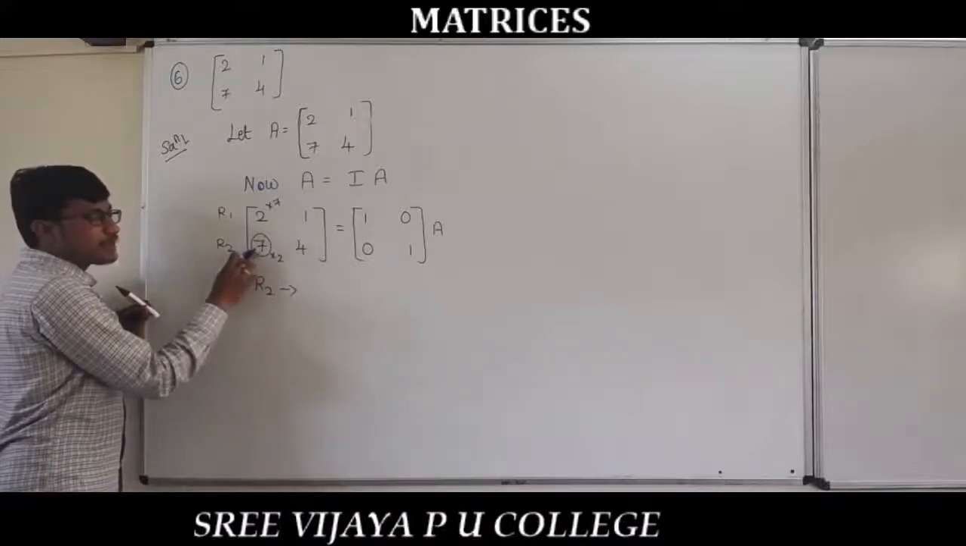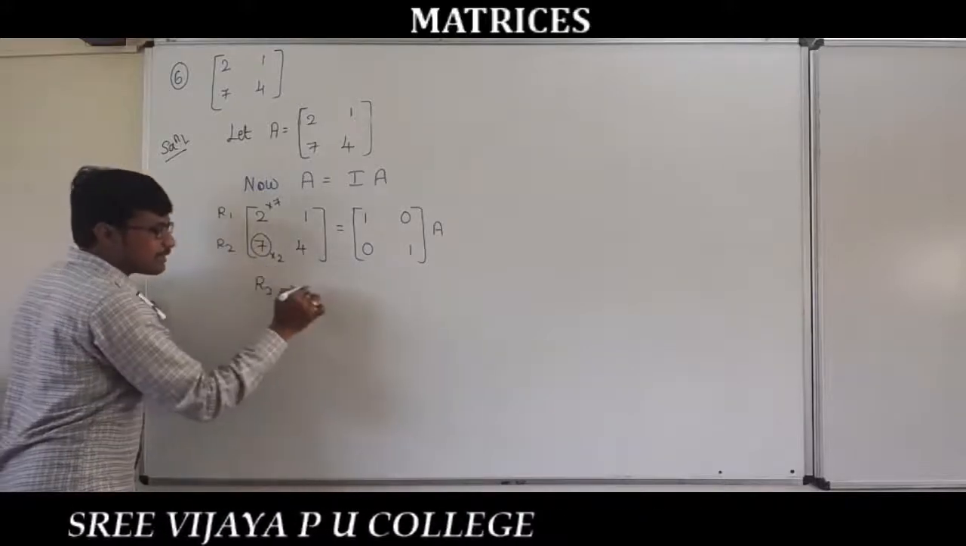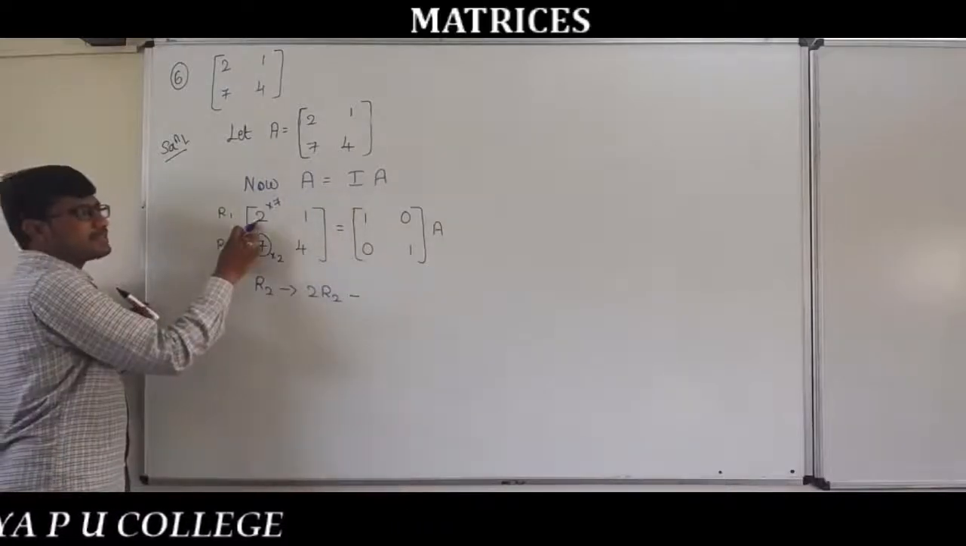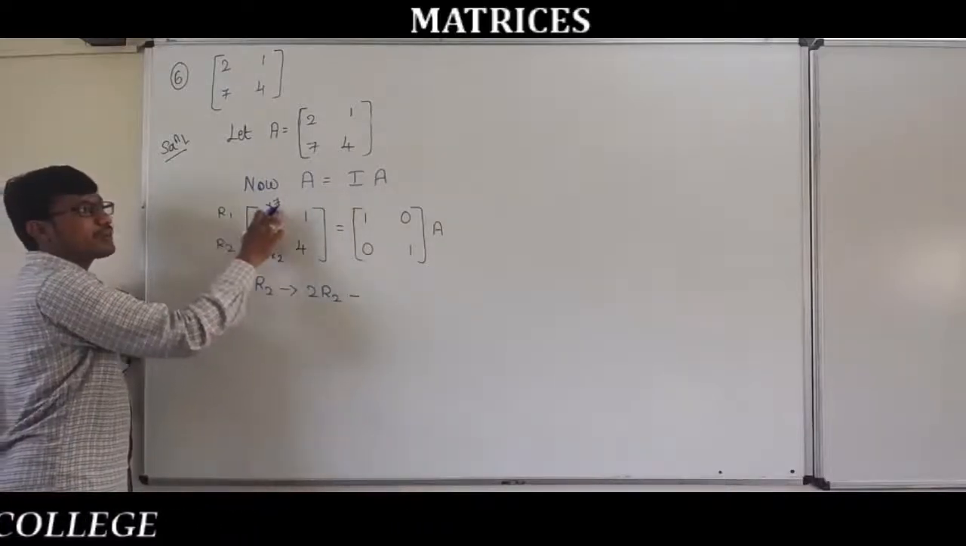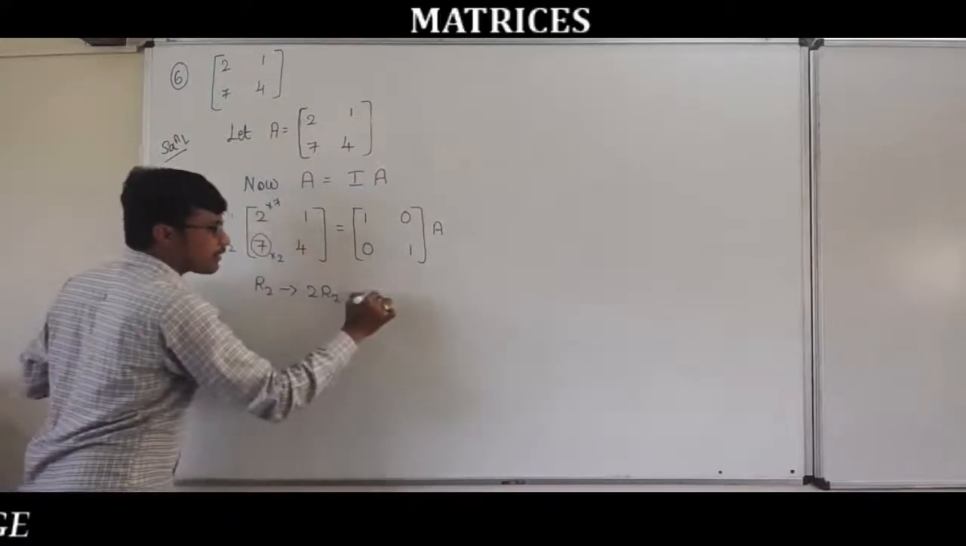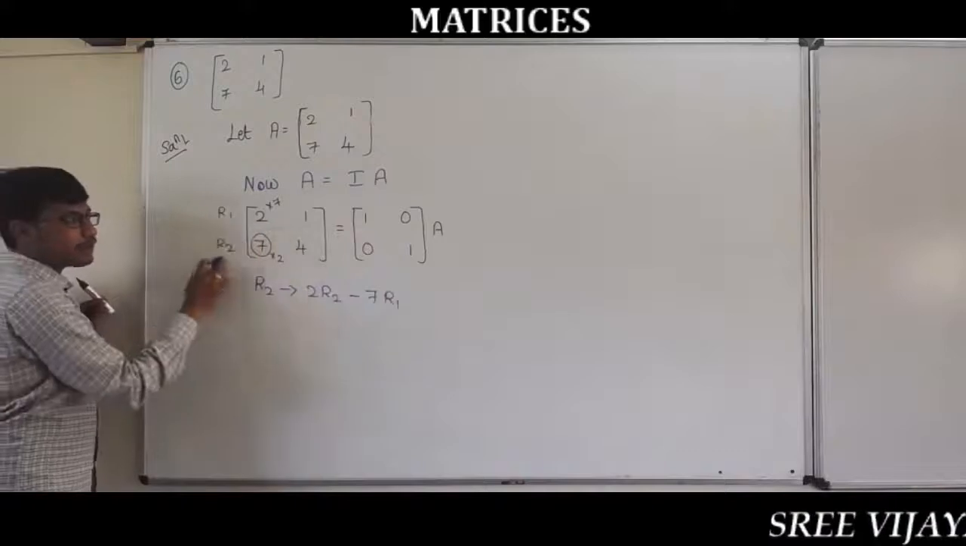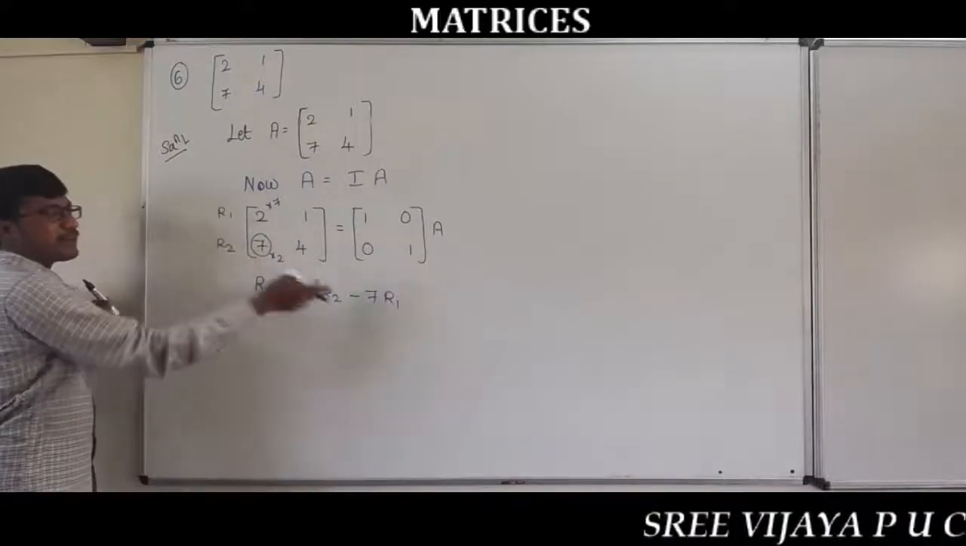Now it is in which row? Second row. You can multiply how many times? That is 2 times the R2. With subtraction, this is in which row? First row. For this multiply how many times? 7 times. That is 7 times of R1. Or normal, you can take a logic means 2 times of R2 minus 7 times of R1.